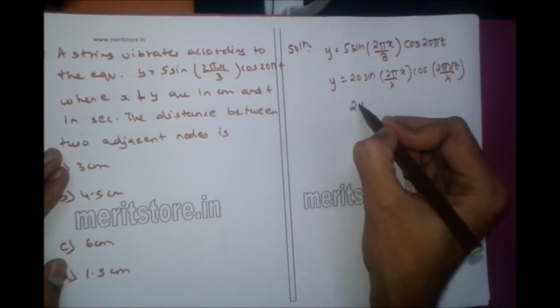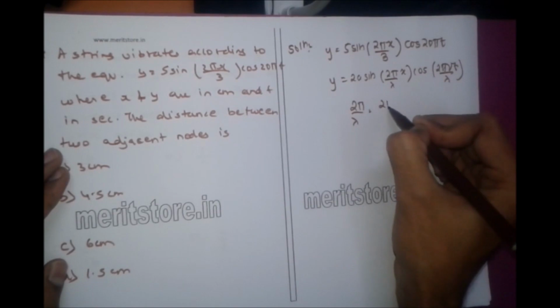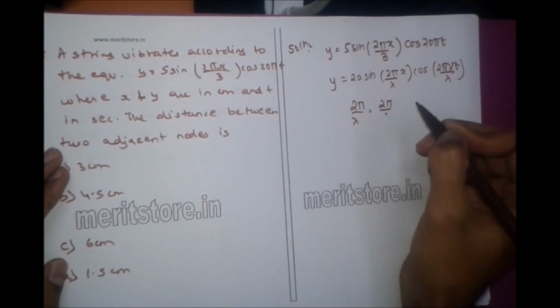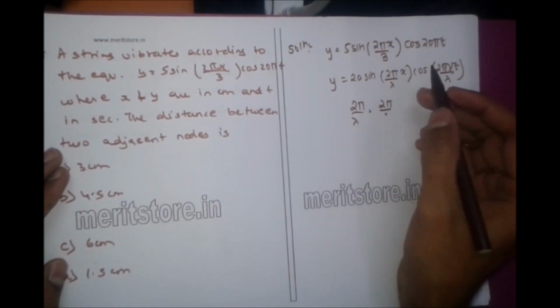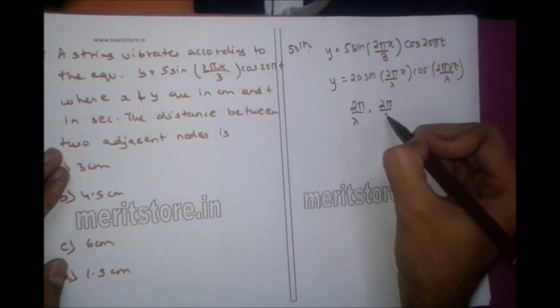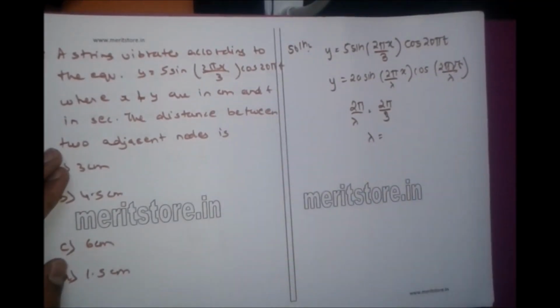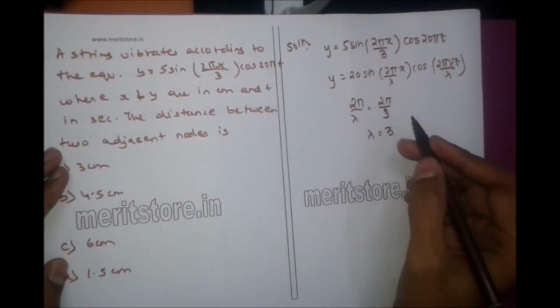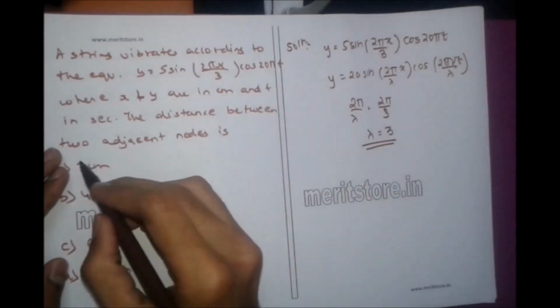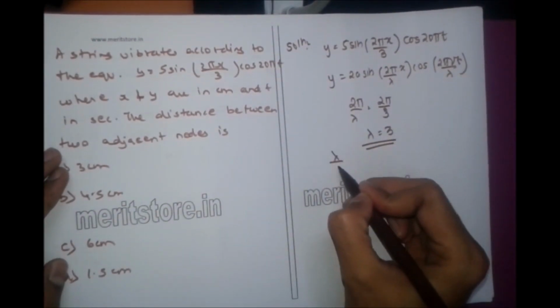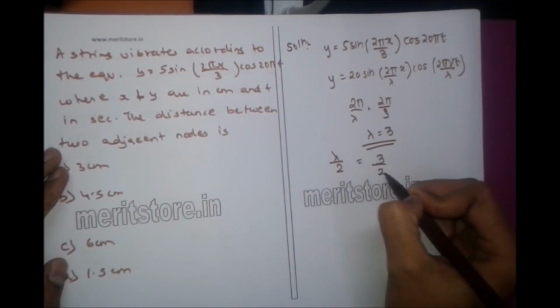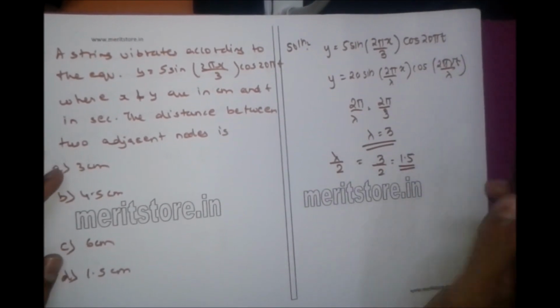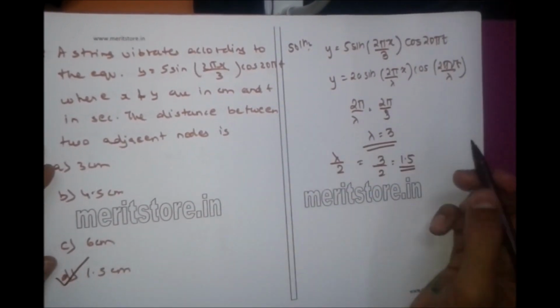So we get 2π/λ equals 2π/3. Therefore the value for λ becomes 3. That is your wavelength. So the distance between two adjacent nodes is given by λ/2, that is 3 upon 2, which gives you the value 1.5. So your correct option is D, 1.5.